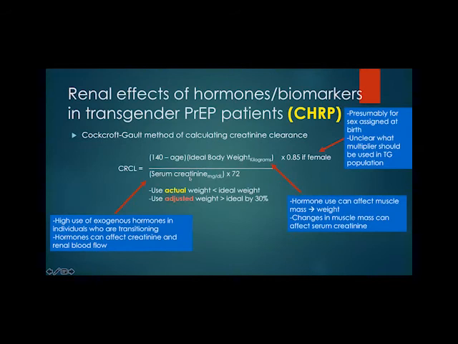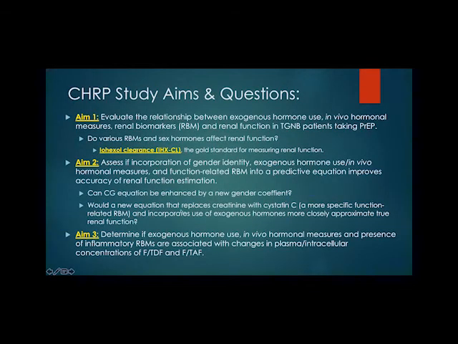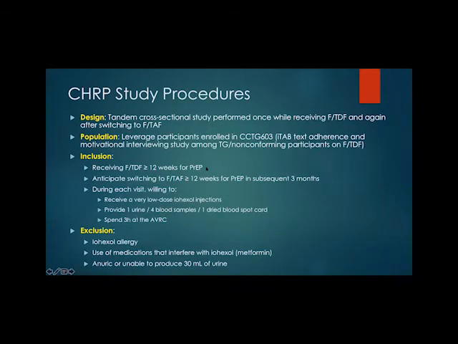Our second aim, because we recognize that this equation is broken: can we just figure out a new multiplier? And would that solve everyone's problems? Or do we have to create a new equation altogether? And then the third aim has to do with drug exposure. So how do hormones and renal biomarkers affect FTAF and FTDF concentrations? It's a tandem cross-sectional study performed once while the patients are on FTDF and again after they switch over to FTAF. And we want to leverage participants in the 603 study, which from my understanding is a study of adherence and motivational interviewing, and many of whom are expected to switch over from FTDF to FTAF potentially.